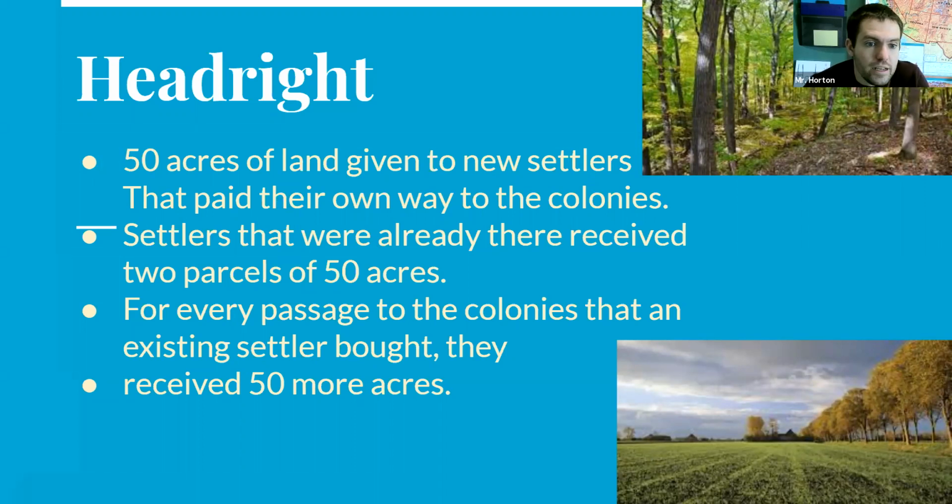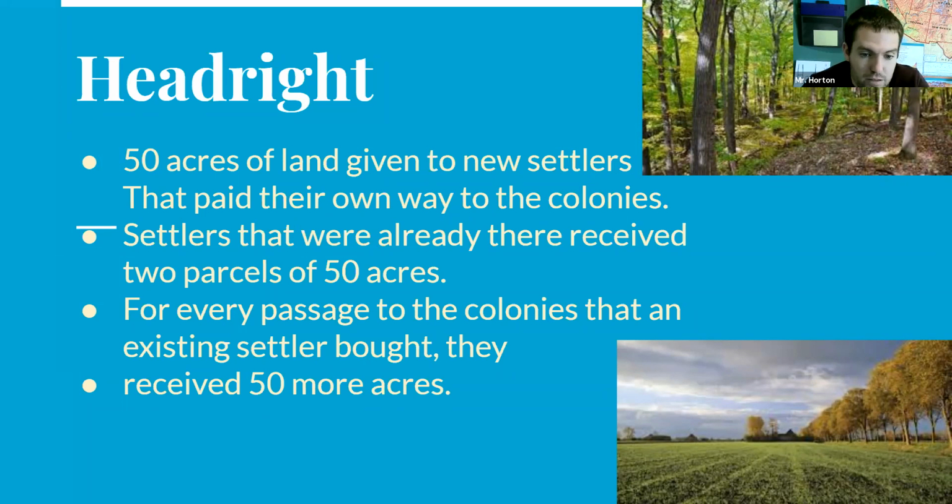Settlers that were already in the New World at the time received 2 of the 50 acres, so they basically received 100 acres of land. Another weird thing about this is that every time you sailed back and forth between Europe and the New World, you received 50 more acres. So if you sailed back and forth like 3 more times, you would get 50, 100, then 150 acres for those 3 trips. Every time you sailed back and forth, you would get 50 more acres of land that you owned, if you bought your own ticket.